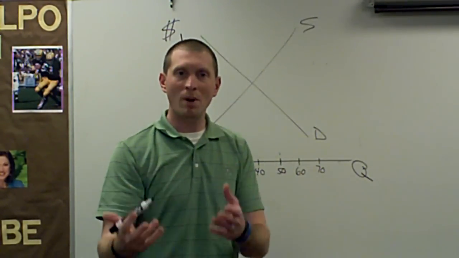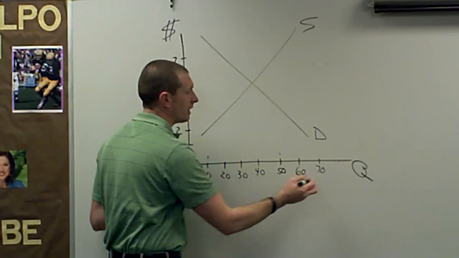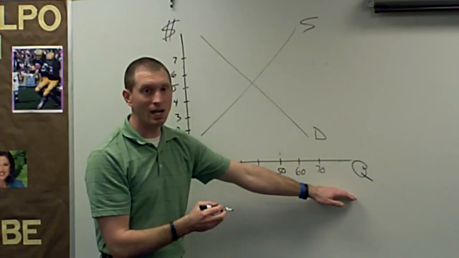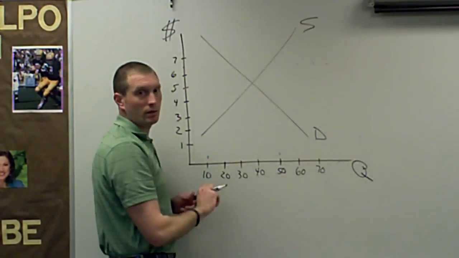So basically this is what we are looking at here: price on the Y, quantity on the X, and then a downsloping demand curve and an upsloping supply curve.